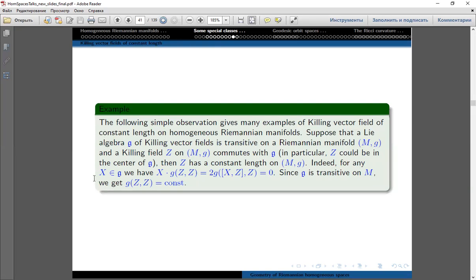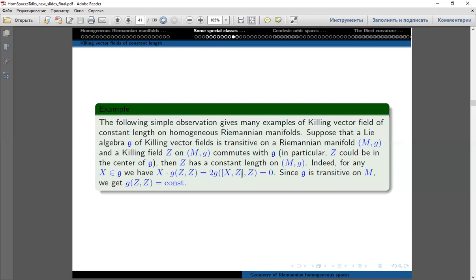Really, for any vector field X from the Lie algebra of Killing vector fields, we have the following. If we differentiate this inner product with respect to this vector field, then we have, of course, 0, because this is a constant. Therefore, we have this property. Since the Lie algebra of Killing vector fields is transitive on M, then we have another implication. From this formula, we get this. Why?